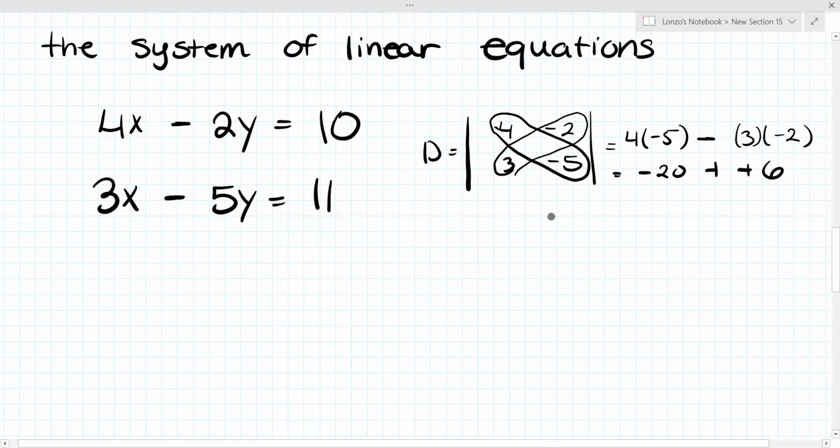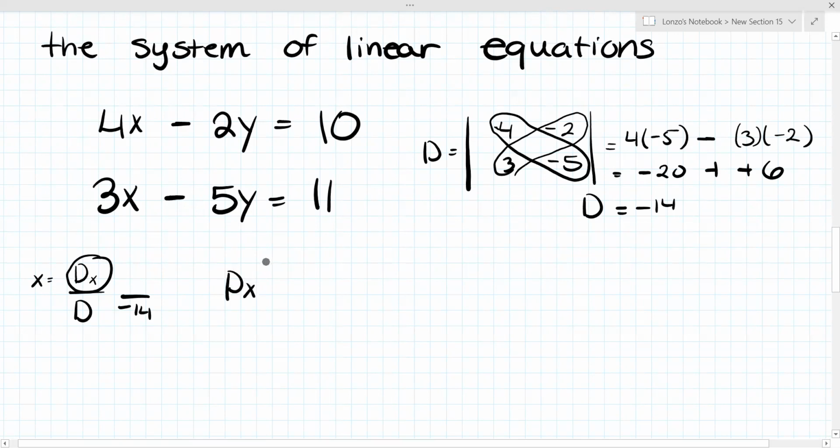That's -14. So the determinant of this is -14. Okay, so why do we need that number? We need it because to find the x unknown, you have to take the determinant in respect to x over the regular determinant, right? So we already have the determinant, which is -14, so you could divide by -14. What we don't have is the determinant in respect to x. So I'll show you how to find that.